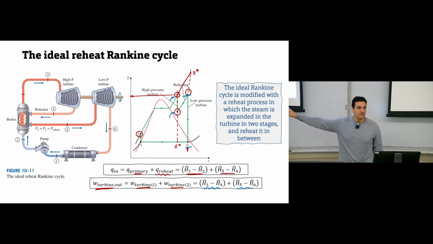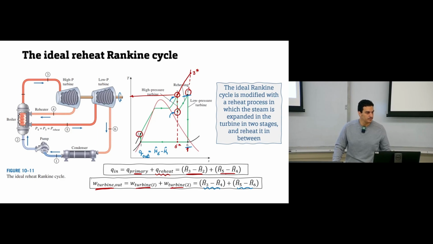Qout will not be different, because Qout will be in the condenser. Can anyone tell me, if we need to calculate Qout, which H will we have? What is the line or the state change that represents the condenser? Is it 1 to 2, 2 to 3, 3 to 4, 4 to 5, 5 to 6, or 6 to 1? 6 to 1. So Qout will be enthalpy at point number 6 minus enthalpy at point number 1, because this is the line representing the condenser.